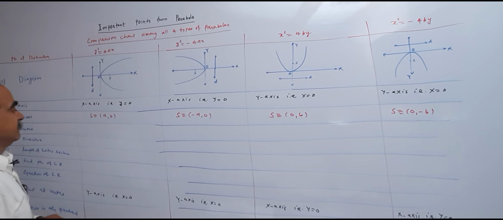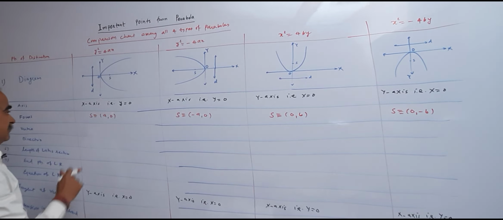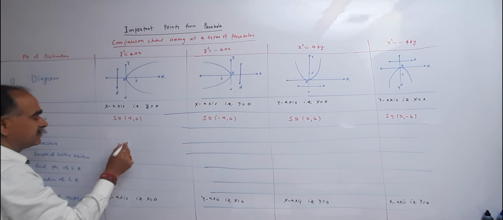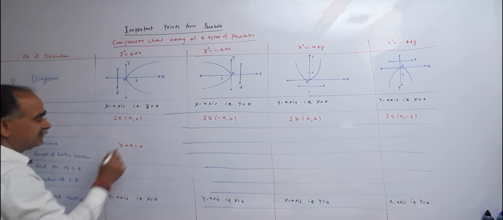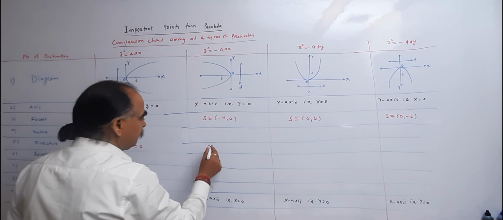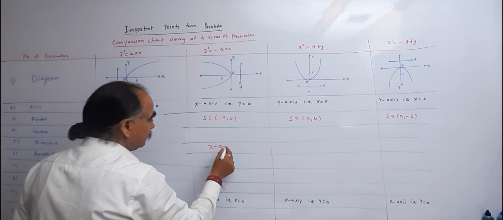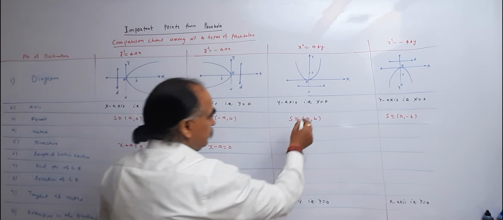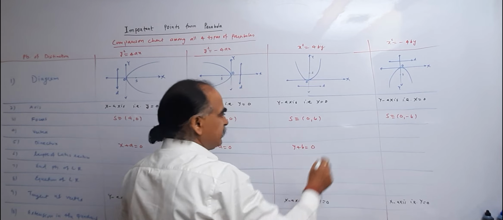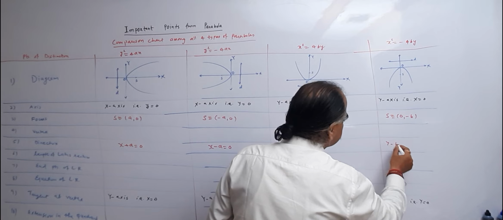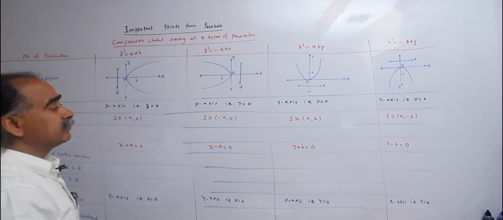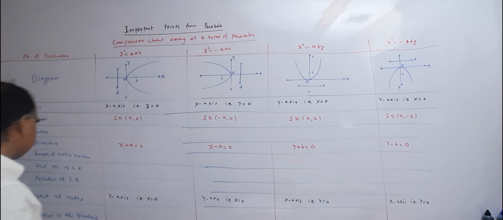Then directrix. See how to remember directrix. What is the x coordinate of focus? Directrix is what? X coordinate of focus plus a is equal to y coordinate. This is the technique to remember. Here directrix is what? X coordinate of focus minus a is equal to y coordinate. Here y coordinate of focus is what? Plus b. X coordinate, y coordinate of focus is what? Minus b. So this way you have to remember, when focus is known to you, then you can find out very easily the equation of directrix.